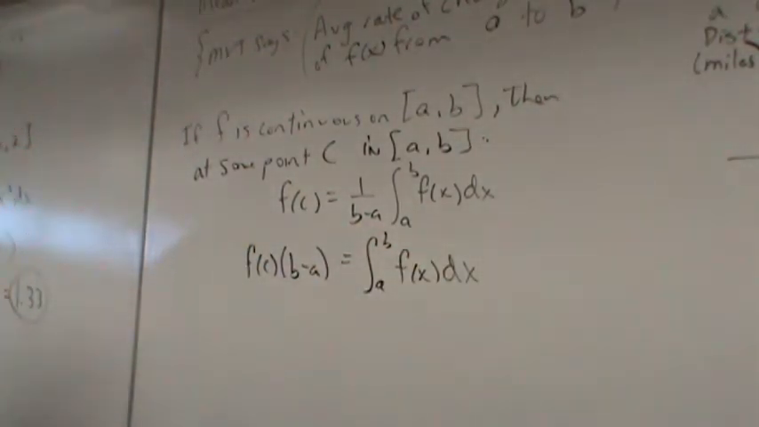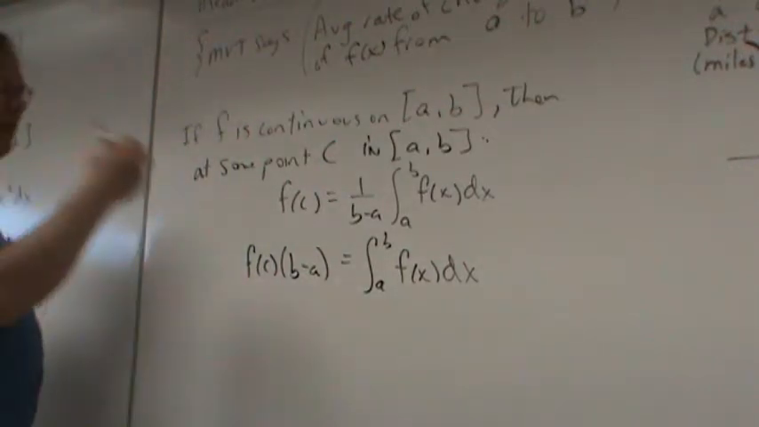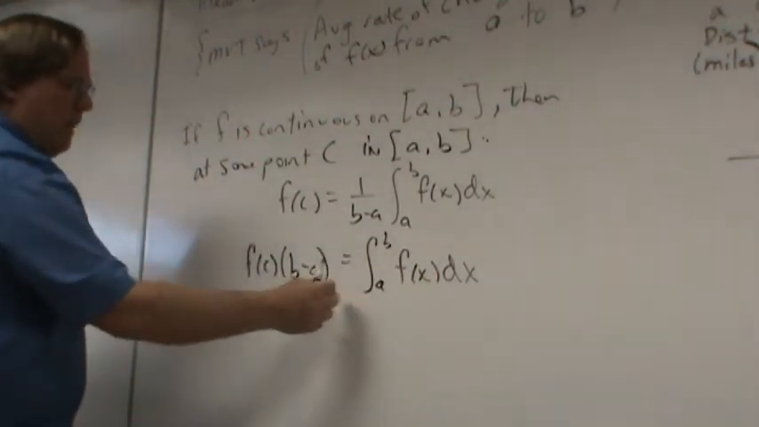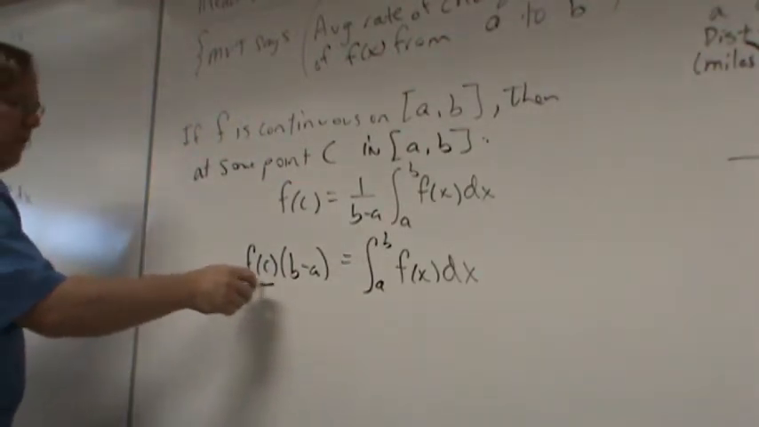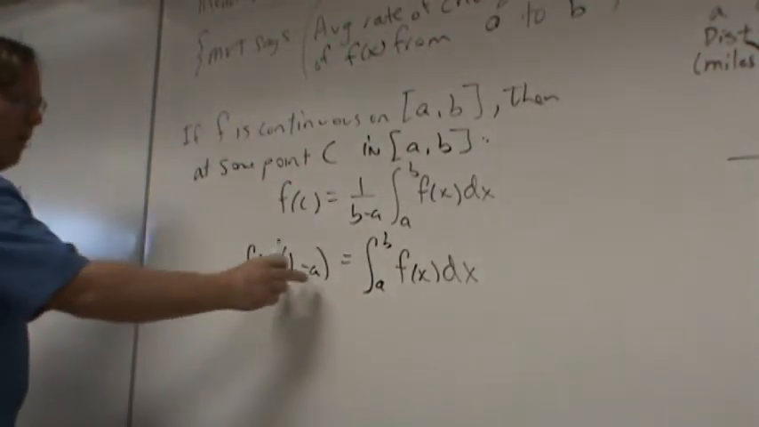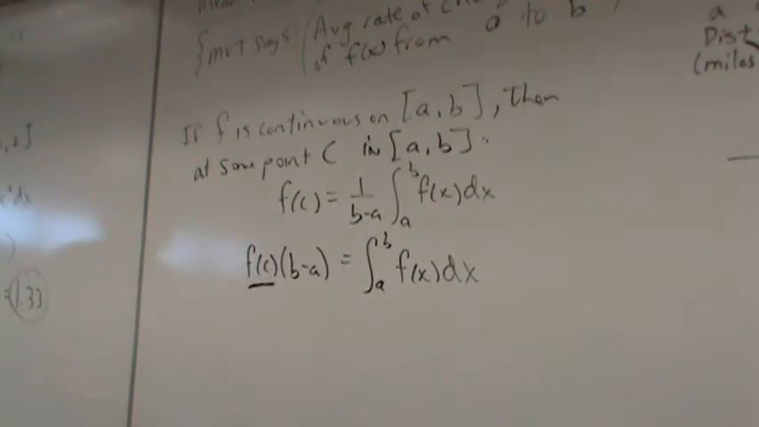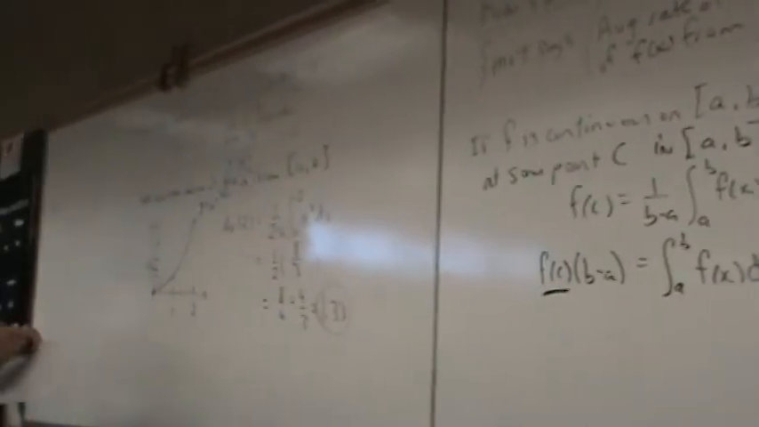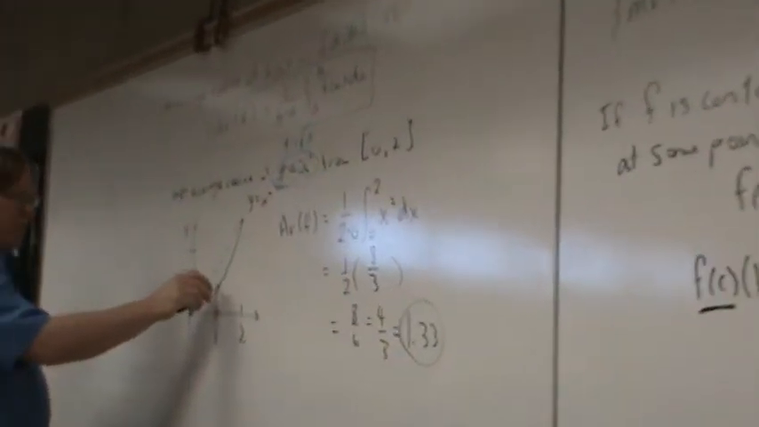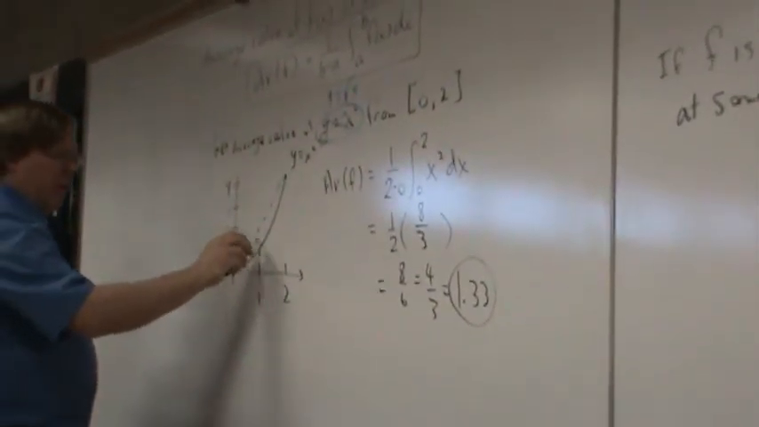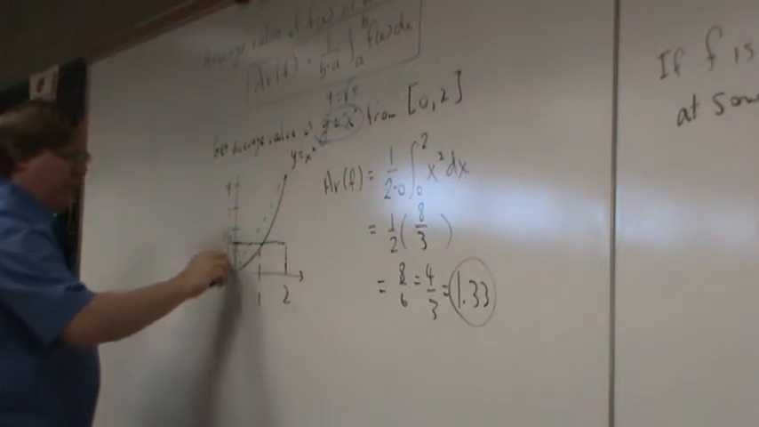So I want you to see that there's an additional graphical meaning for this average value of a function thing. It's telling me that the area under a graph is equal to the average value of the graph multiplied by the width of the region. That is, look at this guy here. Remember how the average value of my function was 1.33? The average value of this function was 1.33.